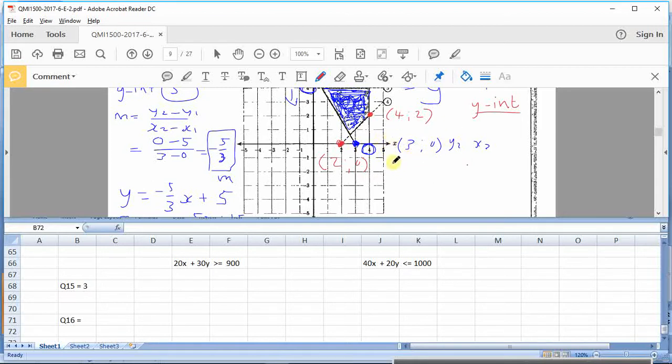Okay, y2, I'm going to use this one. 2 minus 0 over 4 minus 2 equals 2 over 2, which is 1. Okay, so your m is 1.